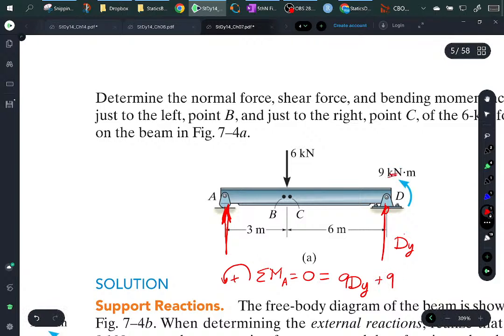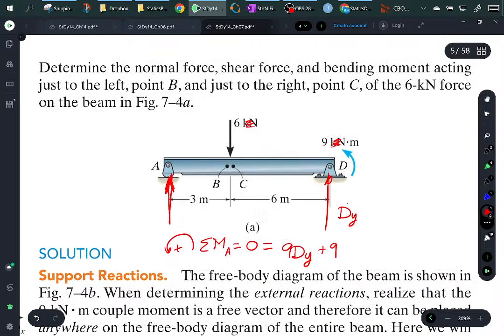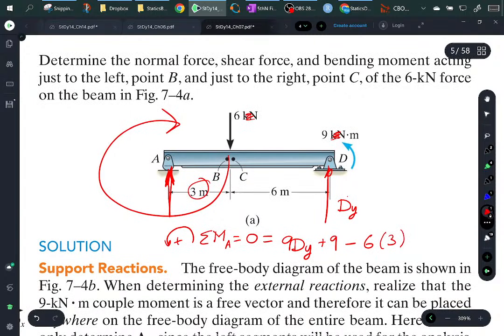And I'm not going to worry about it. Everything's going to be listed in kilonewtons. And then minus 6 rolling this way, 6 times 3 meters across. And that's how you find Dy.